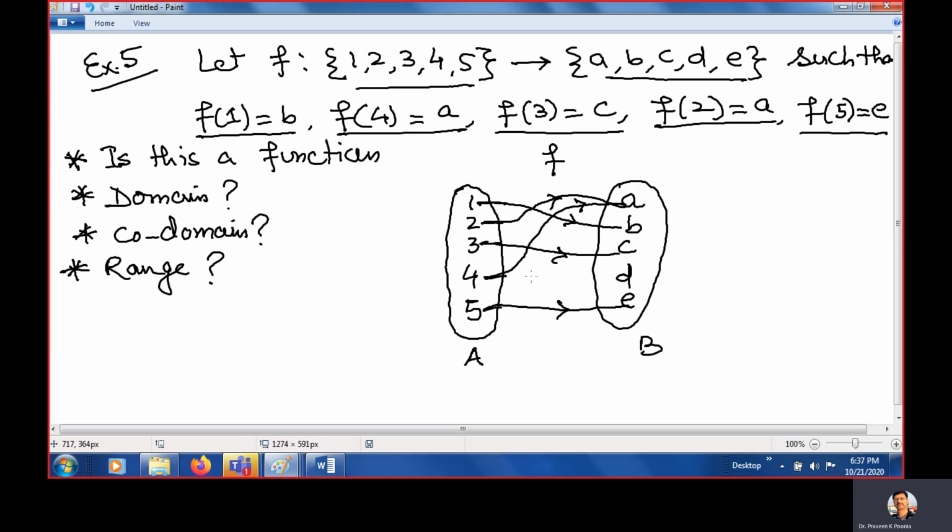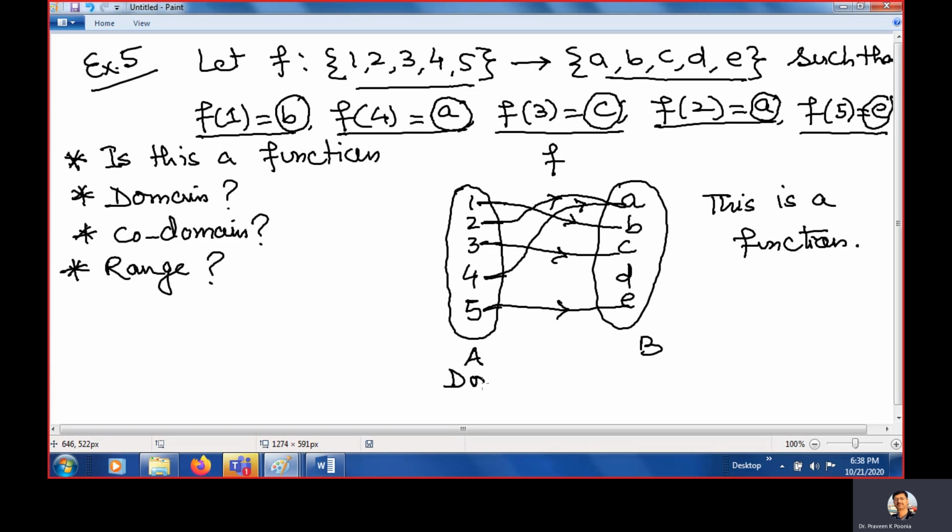This is the first property satisfied. And these are connected with one element only. Look, 1 is connected with B, 1 element. 4 is connected with A, 1 element. 3 is connected with C, 1 element. 2 is connected with A, 1 element. And 5 is connected with E, 1 element. Repeated or non-repeated, it is not the problem. The problem is, it should be 1. Clear? Now, because it is satisfying both properties, this is a function.